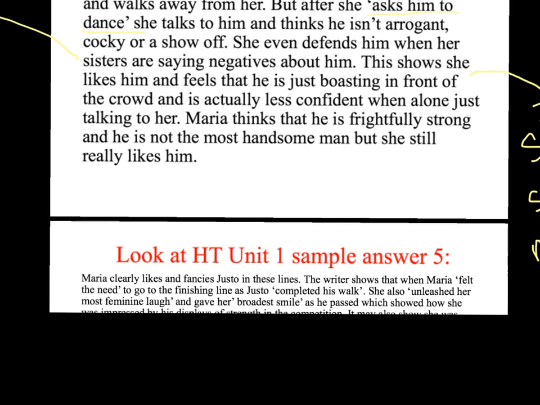If you turn to the start of the Unit 1 sample answer 5, which unfortunately is also on this slide, although I would like it to be on the next slide, if I start off just by looking at this, Maria clearly likes and fancies Justo in these lines. The writer shows that when Maria felt the need to go to the finishing line, as Justo completed his walk. She also unleashed her most feminine laugh and gave her broadest smile. Straight away, when you look at the beginning of that example, you've got these sharp, short quotations, and they're embedded quotations. Embedded quotations is where it's forming part of the sentence.